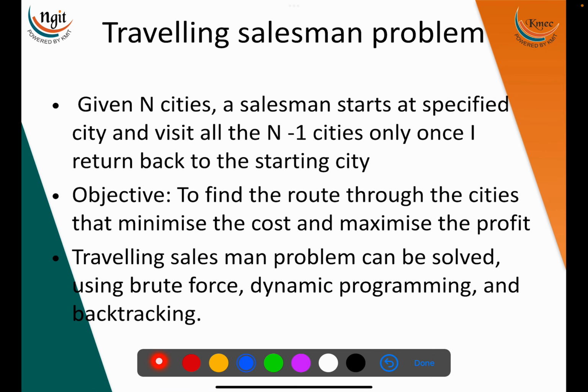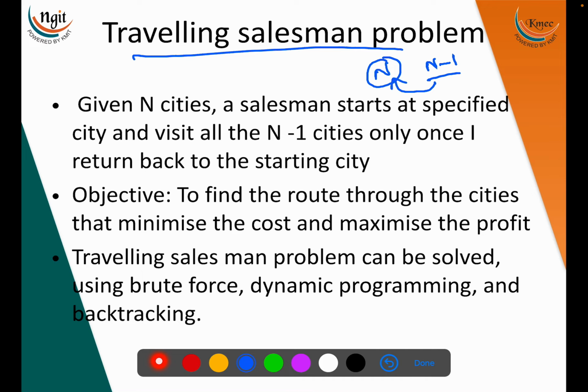Let's start. So what is the traveling salesman problem? We are given n cities. The salesman will start at a specified city and visit all n-1 cities only once, and he'll return back to the starting city. This is the traveling salesman problem. Now the objective is to find the route through the cities that minimizes the cost and maximizes the profit.